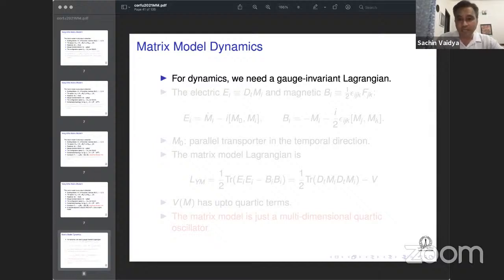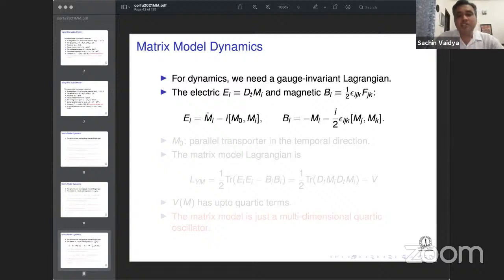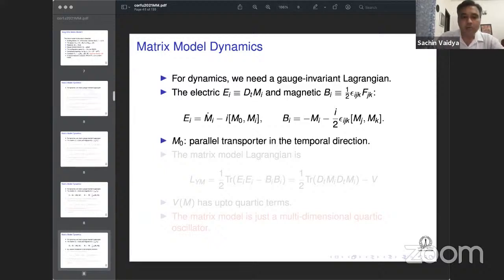For that, we need a gauge invariant Lagrangian. The electric field is just the time derivative of M, and the magnetic field is the dual of the F_ij that I wrote earlier. Of course, when I say the electric field is the time derivative of M, in order to make sure that there is a good covariance property under time-dependent gauge transformations, I have to add a parallel transporter, M0. So that's what the electric field looks like. And this is it, if you like.